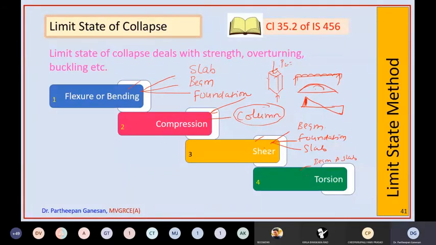Okay, so if you are designing a slab, the slab's strength in bending should be more than the bending stress. Similarly, shear strength of the slab should be more than the shear due to external load. Torsional strength of the slab should be more than the torsional stress produced by the torsion. Okay, so these are the 4 parts: flexure, compression, shear, and torsion.